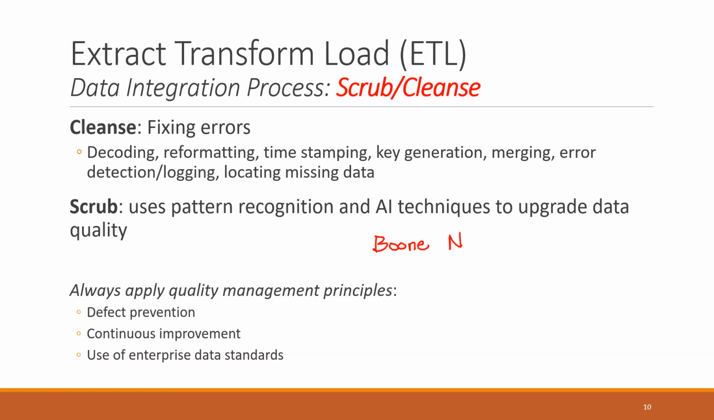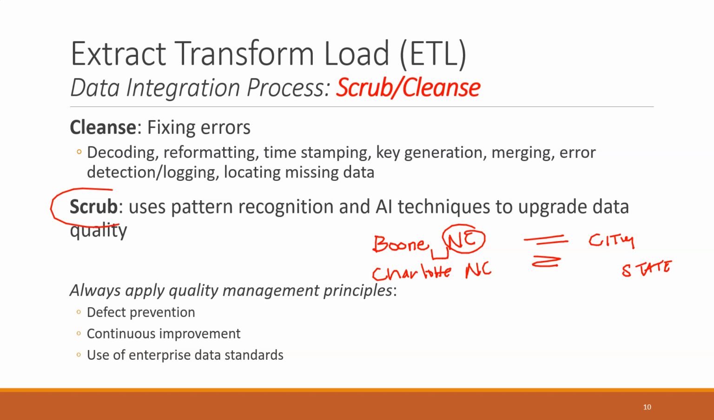North Carolina, and another one might be Charlotte, North Carolina, right? And these were all single fields, and we wanted to split this up into city and state. And we can use pattern recognition, recognizing the North Carolina preceded by a space to be able to help split those up. So this is a way of scrubbing our data to be able to upgrade the quality, and upgrading means that now we've taken what was previously one field and split it into two.